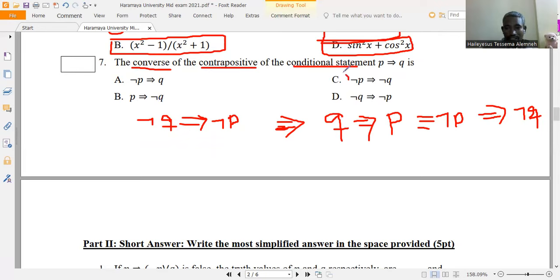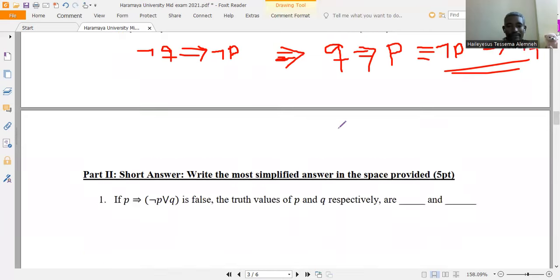The contrapositive of the converse is negation of Q implies negation of P. Q implies P is the converse, which is equivalent to negation of P implies negation of Q, the inverse.